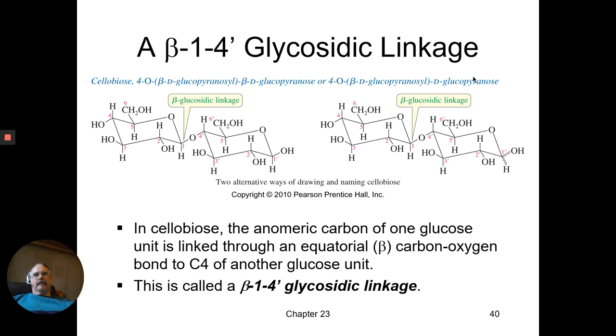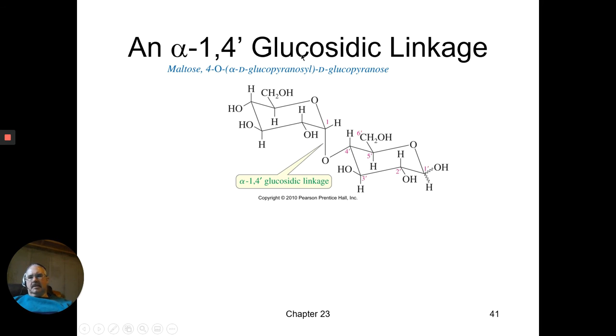Cellobiose is a component of a larger polysaccharide called cellulose, where thousands of these units repeat themselves with all beta 1 to 4 prime glycosidic linkages. And if we repeat this unit thousands of times, then we have starch, or we have at least the amylose portion of starch.